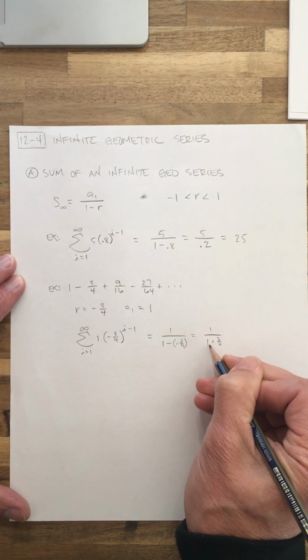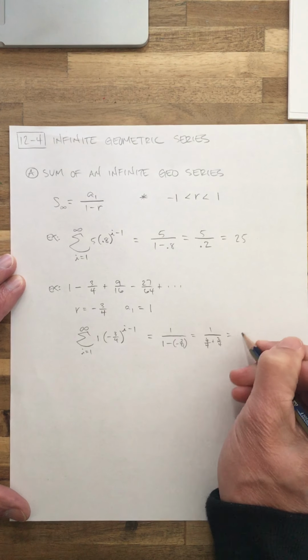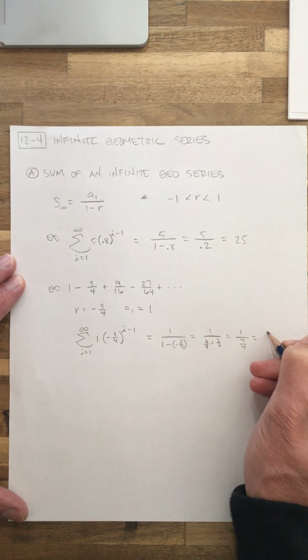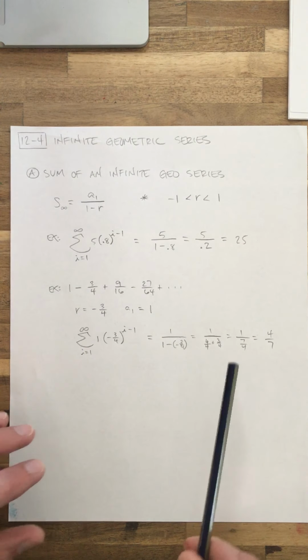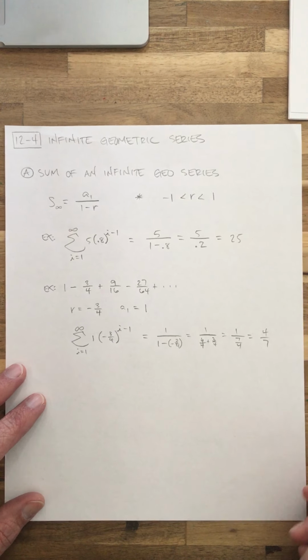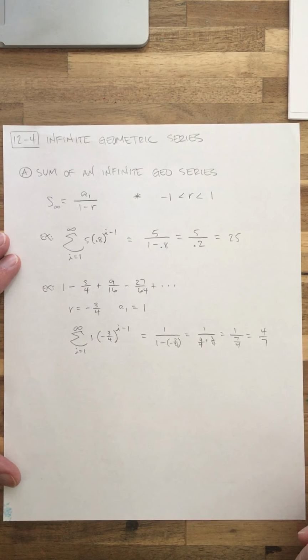Now 1 is 4 over 4, right? Which equals 1 over 7/4, which equals 4/7. Now if you're not keeping up with this math right here, that is a problem. Come to office hours and I'll help you. If you're not keeping up with this math, you're going to have some real problems. All right, so that's how you do those problems.